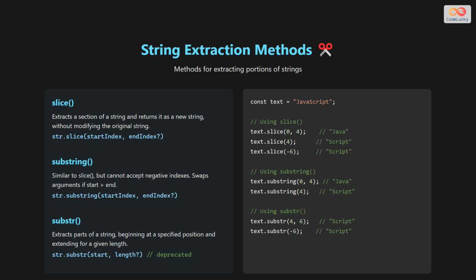The substring method is similar to slice, but it cannot accept negative indexes, and if the start index is greater than the end index, it will swap the arguments. Lastly, the substr method extracts parts of a string, beginning at a specified position and extending for a given length. However, it is now considered a deprecated method.